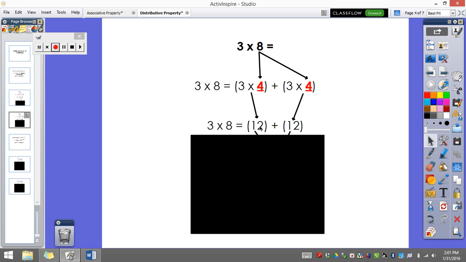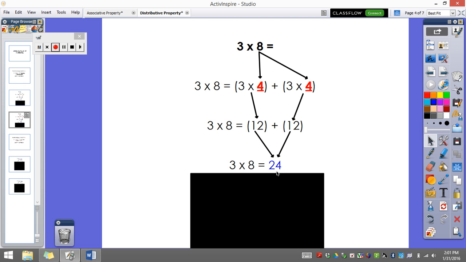3 times 4 is 12. 3 times 4 is 12. Now I have 12 plus 12. 12 plus 12 gives me 24. So 3 times 8 equals 24.